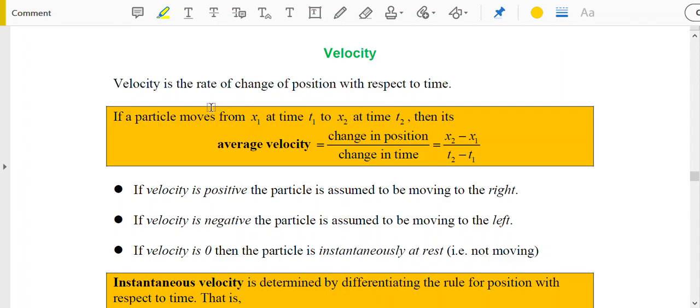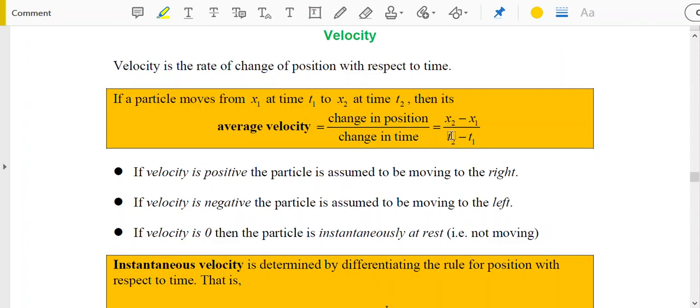You could be asked to find an average velocity, which would just be like finding the average rate of change. So the average velocity, assuming a particle moves from x1 at time t1 and it moves somewhere else, so it moves to x2 at a different time, t2, then your average velocity is just a gradient. x2 take x1 divided by t2 take t1. It's the change in position divided by the change in time.